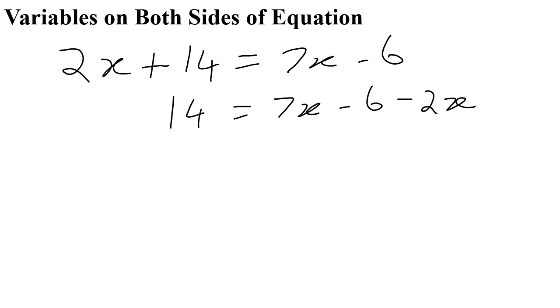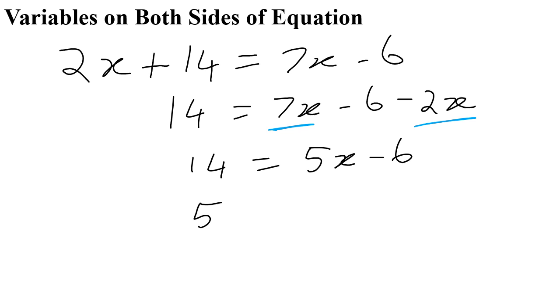Now I can combine my like terms over here to get 14 equals 5x minus 6. And now I can solve this the way I solved that very first equation I had, where I'm going to get 5x equals 14 plus 6, which is 20. Now I divide both sides by 5, and I get x equals 4.